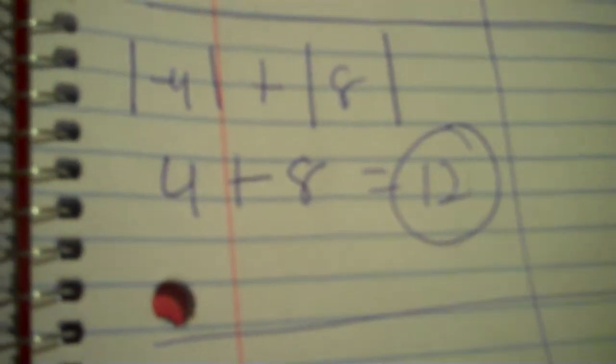The absolute value of -4 plus the absolute value of 8. Okay, let's get rid of the absolute values. -4 to 0, that becomes 4 and 8. 4 plus 8 equals 12.